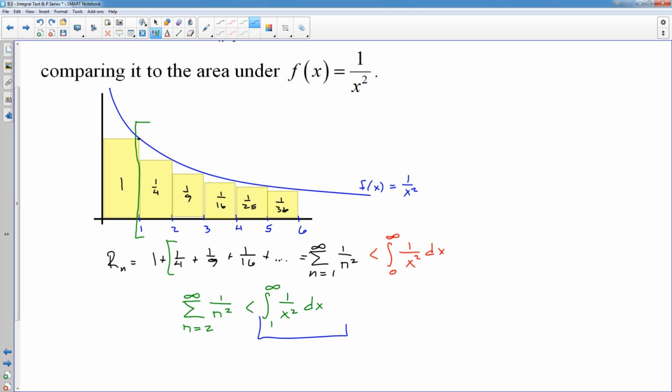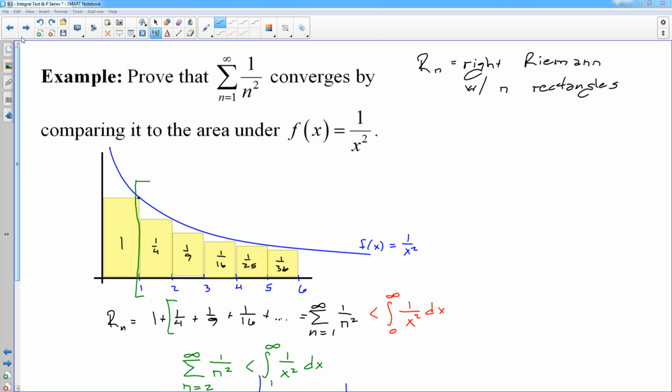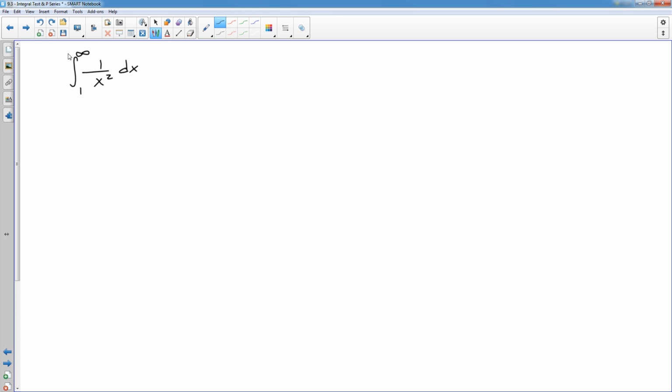So again, our challenge is to determine if this converges. And we know how to do improper integrals. So let's go to the next page, and we will find out whether this integral converges. If the area actually does exist and my series is less than that, then the series would by default have to converge as well.